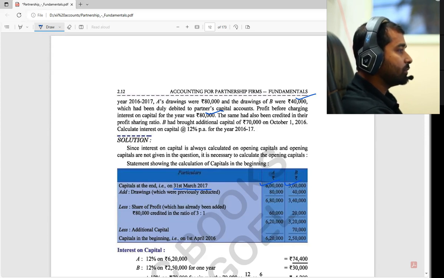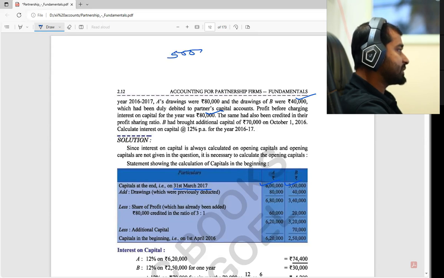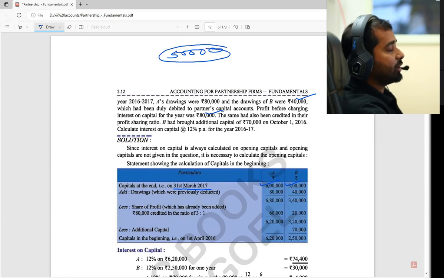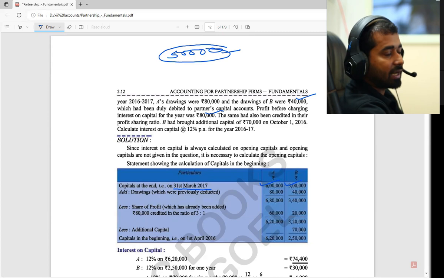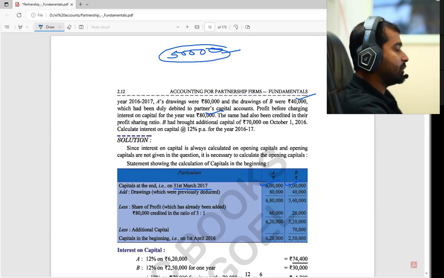Say, for example, at the end of the year I have 50,000 rupees. Okay, end of the year. But interest on capital you should not calculate at the end of the year. Interest on capital will always be calculated from the beginning of the year. Because of that, what money are you actually using? Interest on capital actually comes from that capital only.